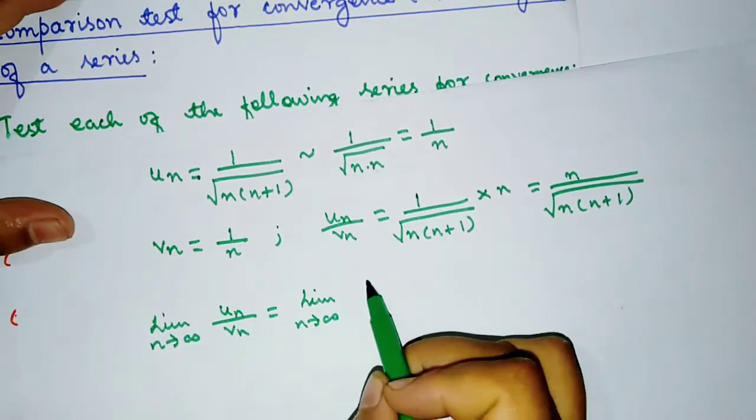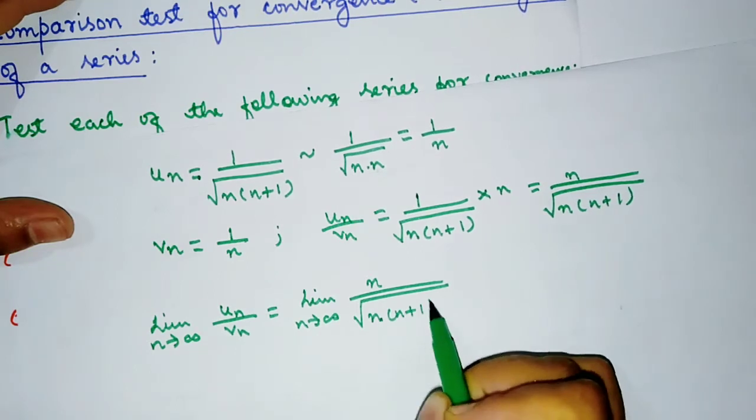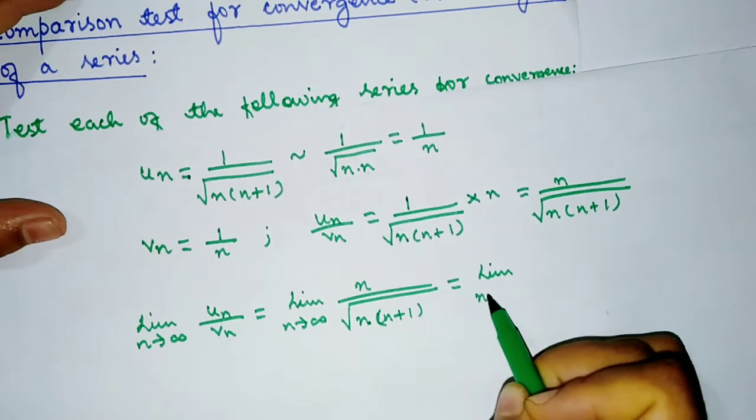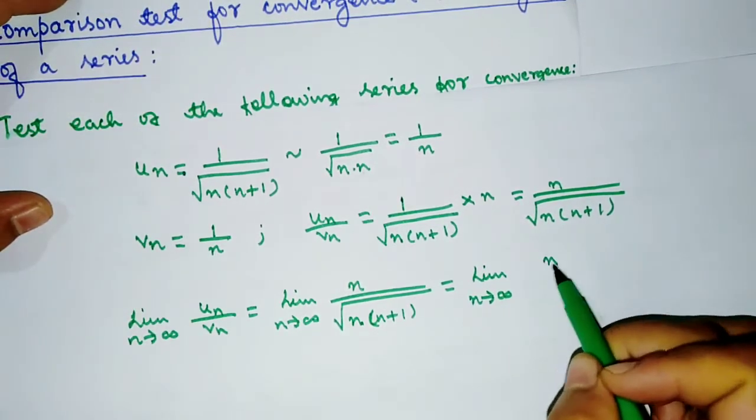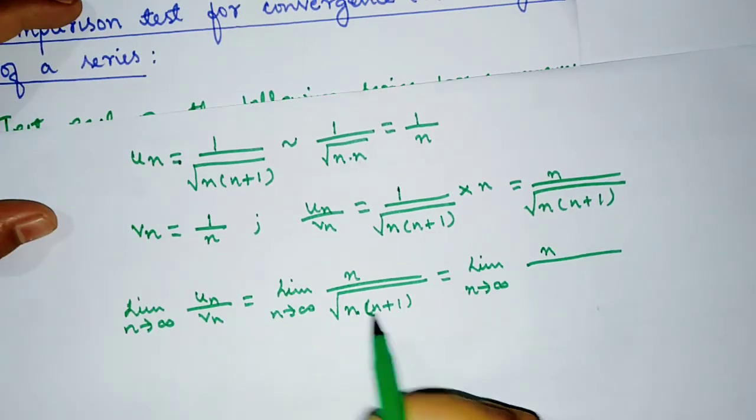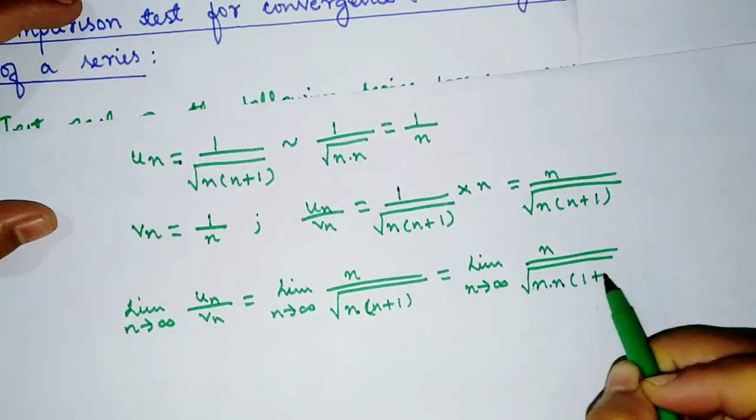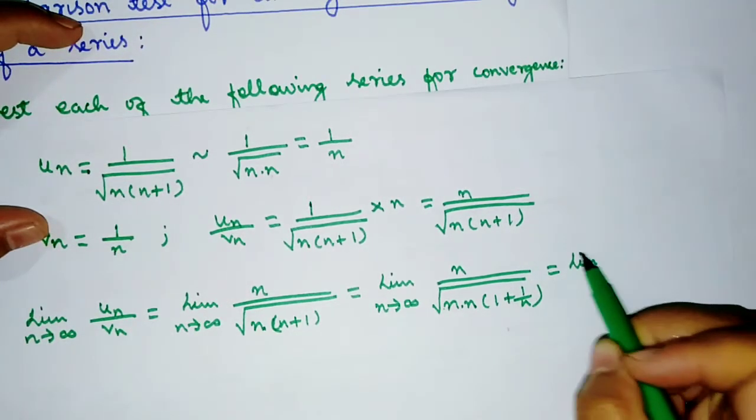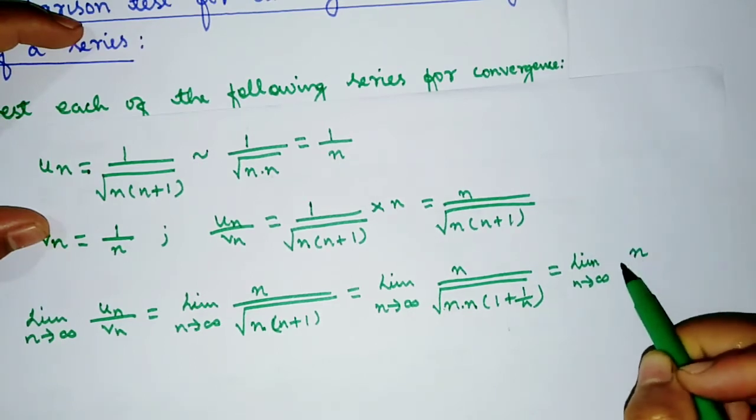Un by Vn is n upon root over n into n plus 1. Okay, so limit n tends to infinity. From the denominator, let us take common n. So we have n into 1 plus 1 upon n. Limit n tends to infinity, n.